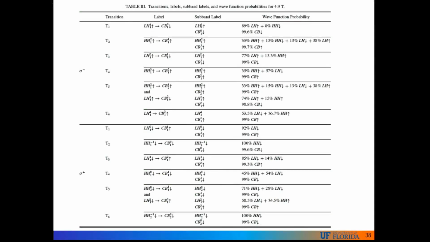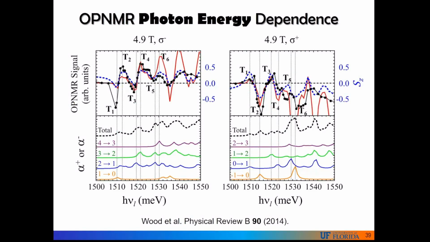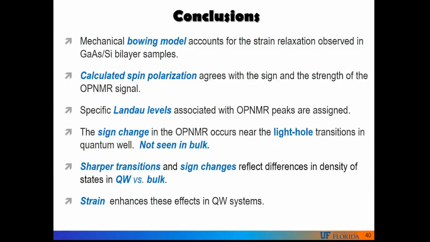Now, I'm not going to go through this entire table here, but I just want to point out that we have this particular terminology or nomenclature to label the specific transitions in the system. And if we look at the OP-NMR signal photon energy dependence and compare it with the theory, the nice thing is we can now assign particular features in the OP-NMR photon energy dependence to particular optical transitions, T1, T2, T3, and you can actually see the contribution of these different transitions to the observed OP-NMR signal. So that brings me to the end of my talk here.